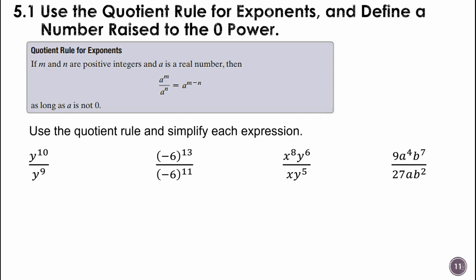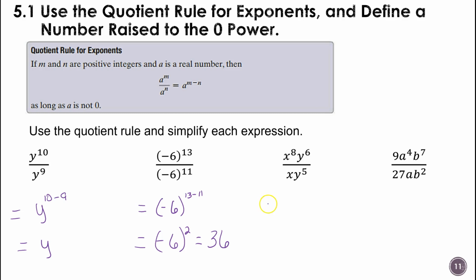Okay, so on this quotient rule, this means that we subtract our exponents. And so we're going to start with the numerator and subtract the exponent in the denominator. So this would be y to the 10 minus 9. So that's just y to the 1st. On the next one, we're going to have -6 to the 13 minus 11. So that's -6 squared, and that leaves me with 36.